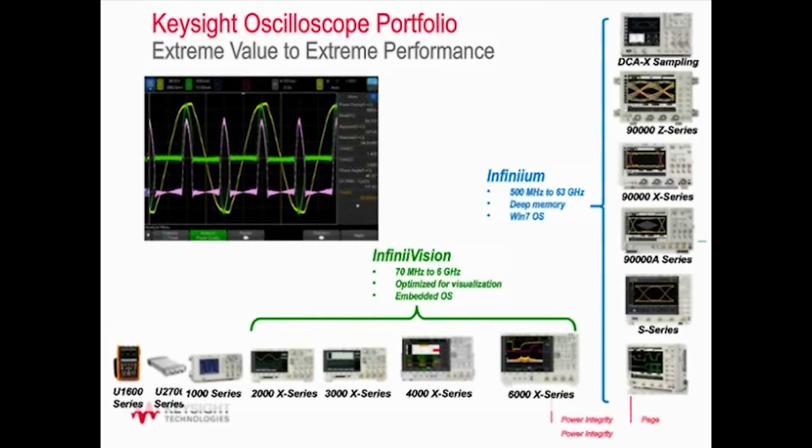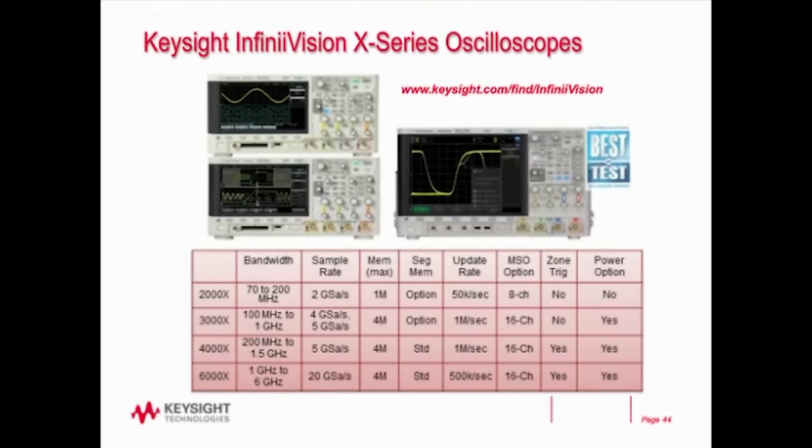Keysight has a broad range of oscilloscopes, ranging from handheld scopes, the U1600, all the way up to very high frequency, ultra-high frequency bandwidths up to 63 gigahertz. The scopes primarily I focused on today are the ones you can see highlighted there in green, the InfiniiVision series. We have 4 different main products in that series, the 2000, 3000, 4000, and 6000 X series. Various bandwidths as well as sample rates. The 2000 series does not have the automated power app, but all of the others do.